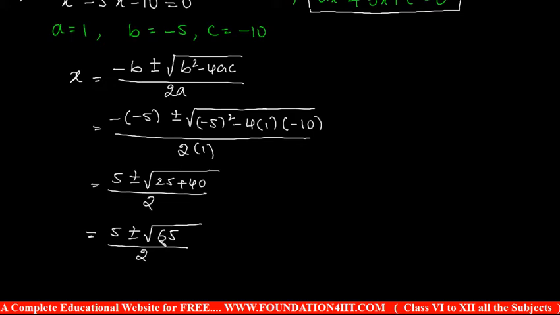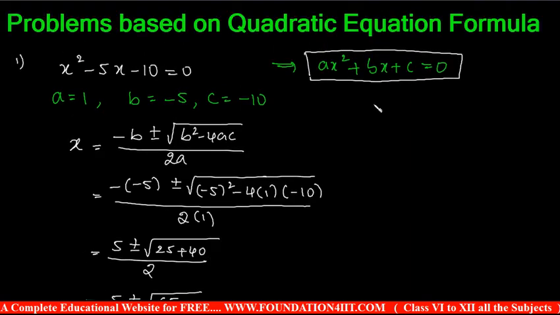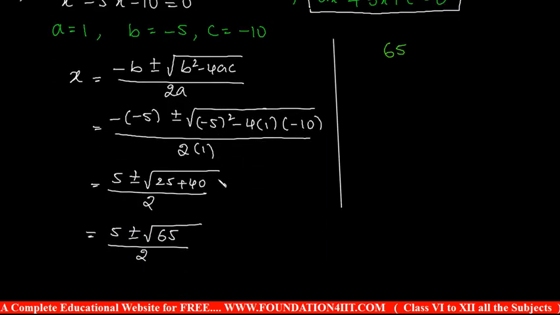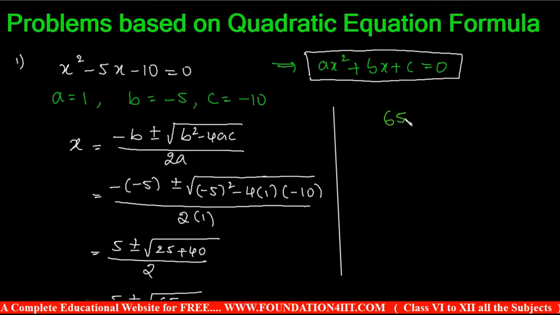Square root of 65 is not a perfect square, so we need to find out the value of root 65. One method is the division method. I explained it in the previous classes also. You should use the long division method to find out the square root of 65. I will do this on this side. I need at least up to 2 decimal places, so we can keep 4 zeros after the point.